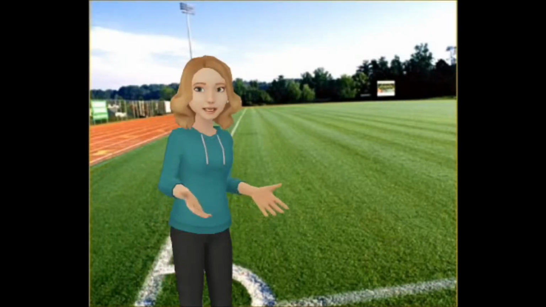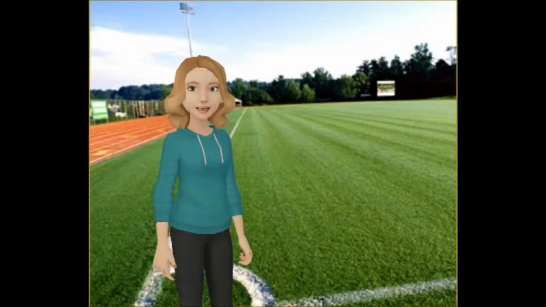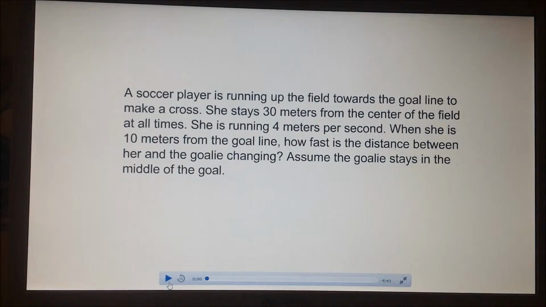Hello, today we are going to solve a related rates problem. This one in particular has to do with the Pythagorean theorem. So, our problem is a soccer player is running up the field towards the goal line to make a cross.